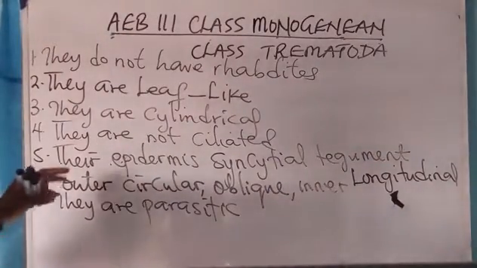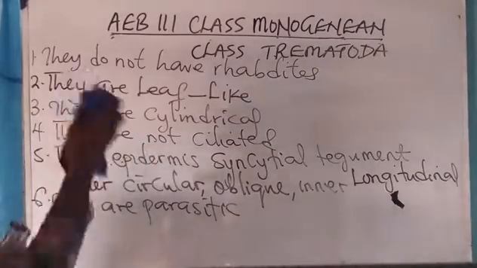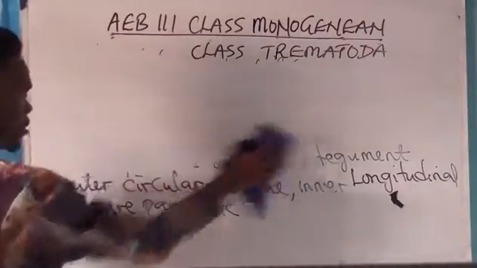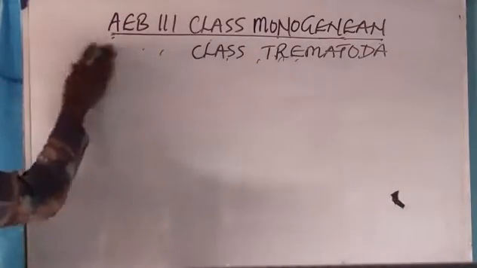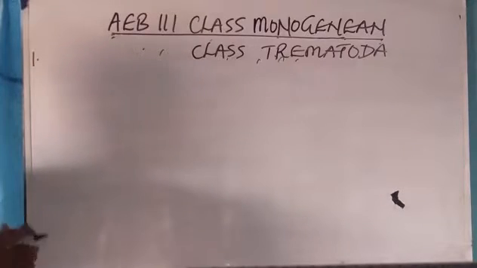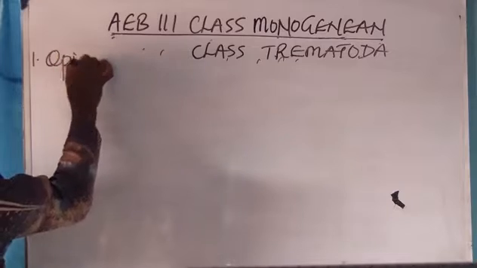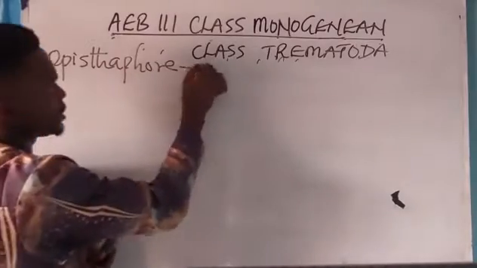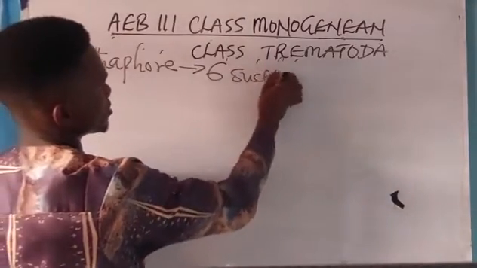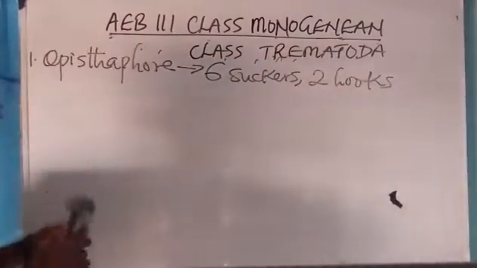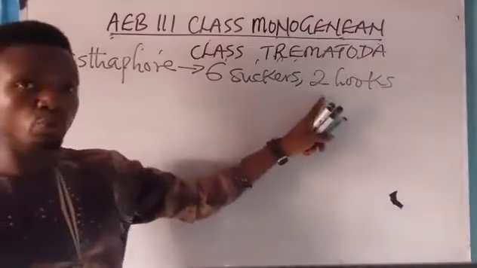Now, I think I'll rub off the similarities now. Let us now discuss each class properly. Now, what are other features of class Monogenea? The Monogeneans, okay, they have an attachment organ, or organ for attachment, called opisthaptor. Now, I told us that the opisthaptor is made up of what? 6 suckers and 2 hooks. Alright, it's made up of what? 6 suckers and 2 hooks.